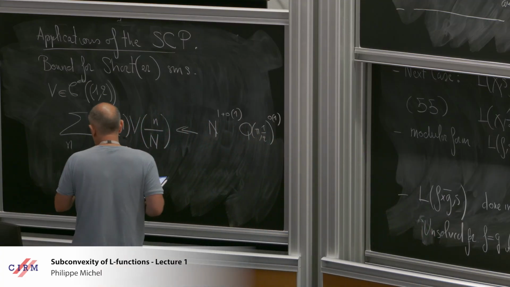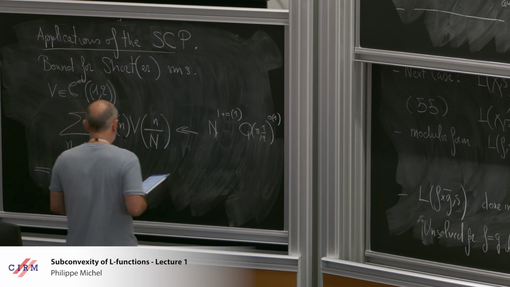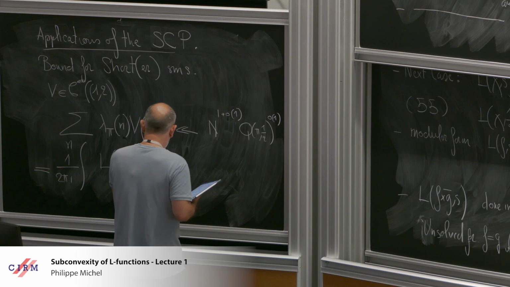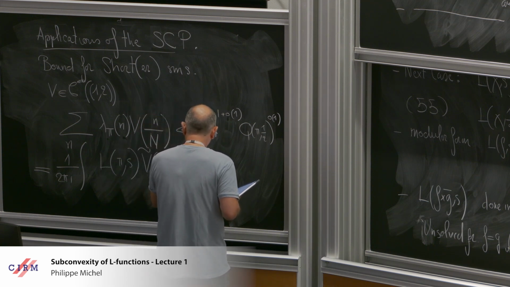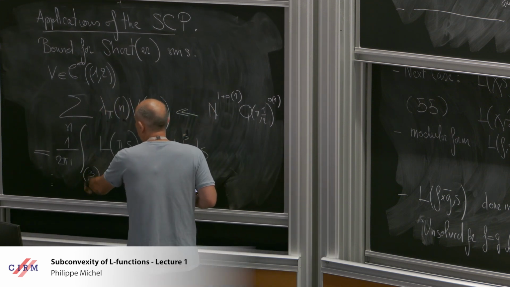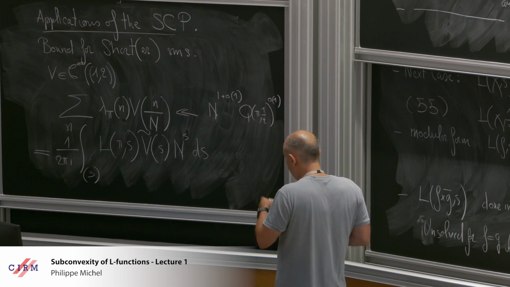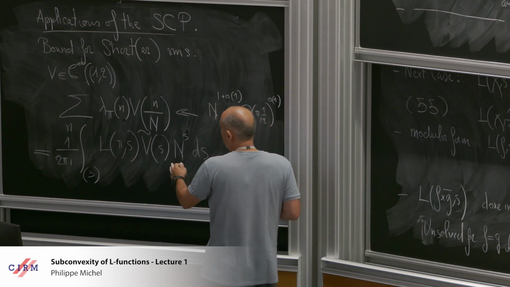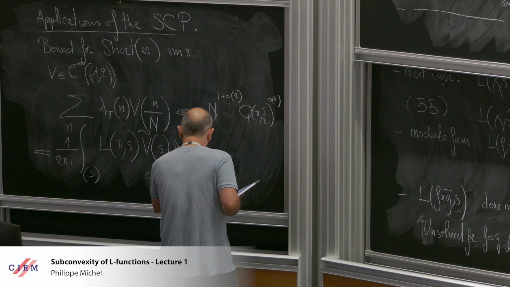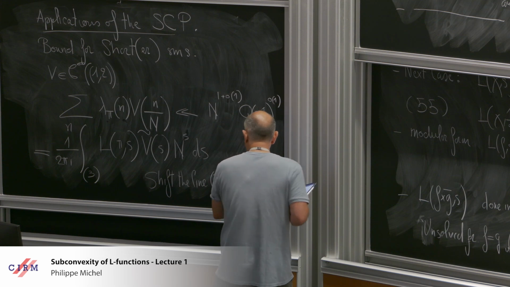Now another way to do this is to do a contour shift and to rewrite this sum as an integral of your Dirichlet series times the Mellin transform of V times N to the s, ds. Here you are integrating along the vertical line, say, real part of s equal to 3. It's standard complex analysis. And then what you can do is shift the line from real part of s equal 3 to real part of s equal 1/2.